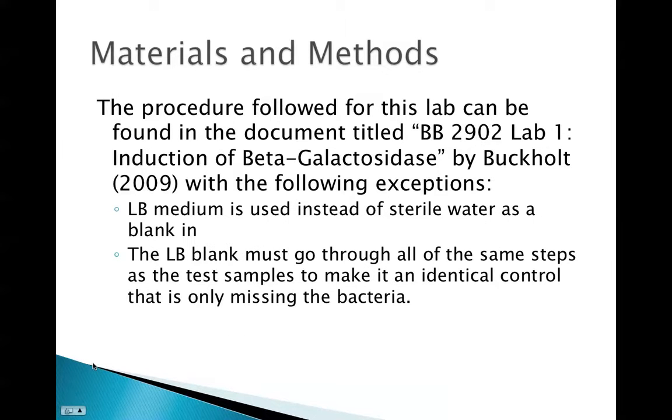So the lab follows the procedure that can be found in the document titled BB2901 Lab 1, Induction of Beta-galactosidase, written by Buchholz in 2009. The only exception to the procedure is that LB medium is used instead of sterile water as a blank in the optical density assays, and the LB blank must go through all the same steps as the test samples to make it an identical control that is only missing bacteria.